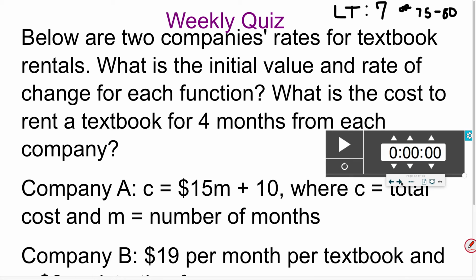Okay, so now we're going to take a quiz. Hold on, I have to shrink it a little bit so you can see the whole question. Explain to them what they're going to do after.